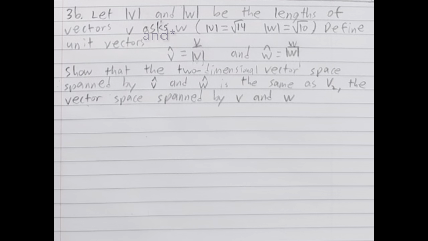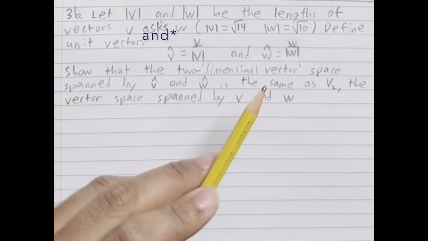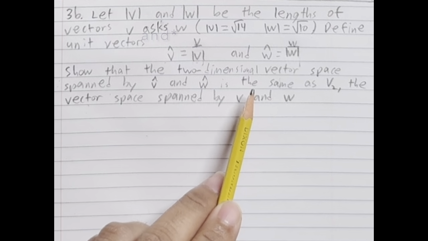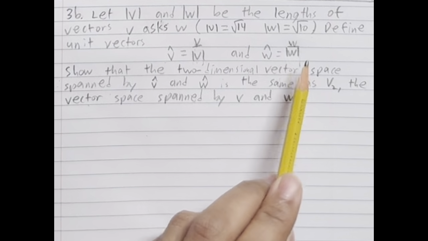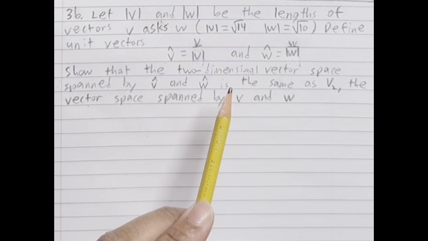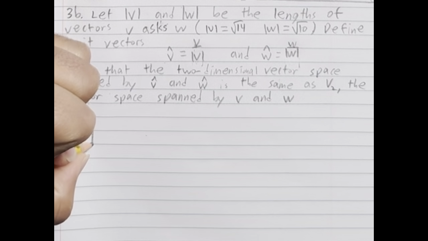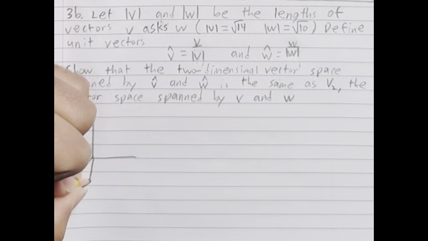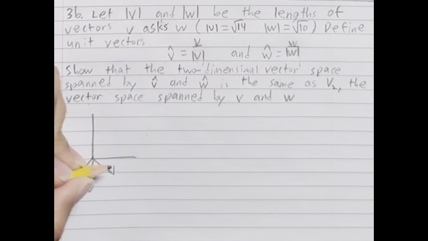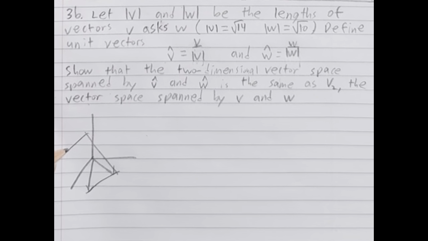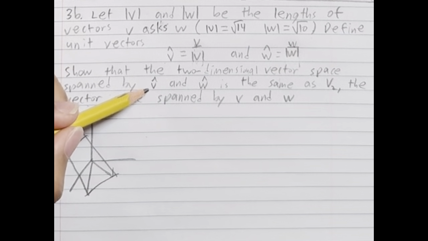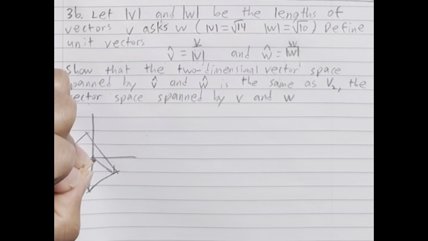Question 3b asks us to see if the unit vectors for v and w lie in the same two-dimensional vector space as the original vectors v and w. And so we're going to use a similar idea to what we did in the last question, where we're going to draw a picture and say that v and w make some vector space. And we're going to see if these two unit vectors will still fall within this plane.